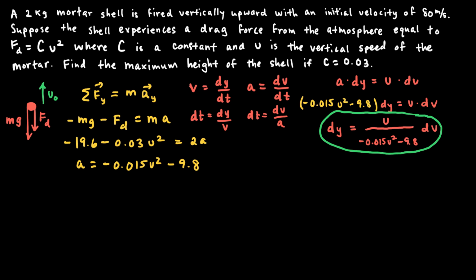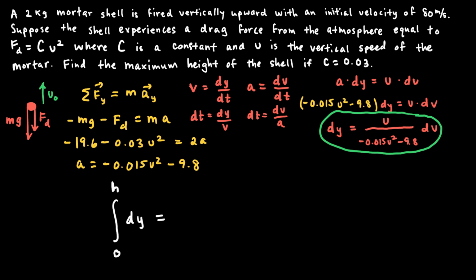Alright, so what we need to do next is actually set up the integrals on both sides. I'm asked to find the maximum height of the shell. So on the left-hand side of this equation, I am going to integrate just dy, or 1 times dy. I will integrate from the initial height, the starting height of the object, which I will call 0, to the final height, which is going to be the maximum height that the shell reaches. I'm going to call that height h. So the object will travel from 0 to h in height.